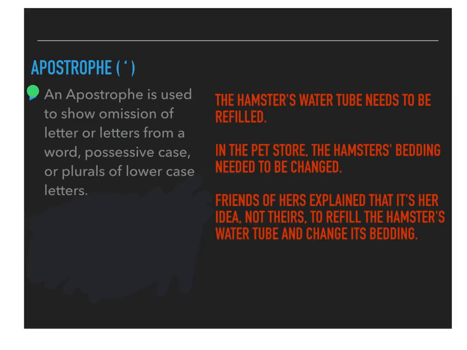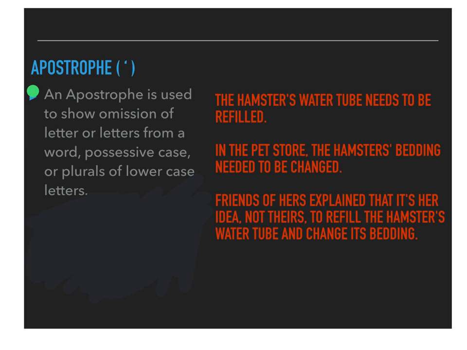Now, the apostrophe is used to show omission of a letter or letters from a word, the possessive case, or plurals of lowercase letters. Now, I'll give you an example. Before I go on to the examples mentioned in this presentation, for example, omission of letters. If I say "it is", we can write it simply as "it's". We use an apostrophe.